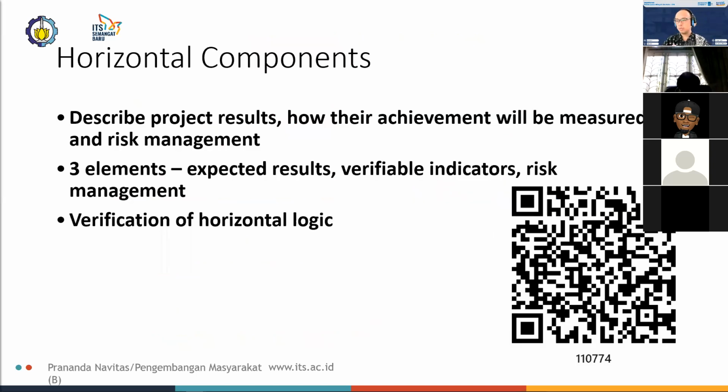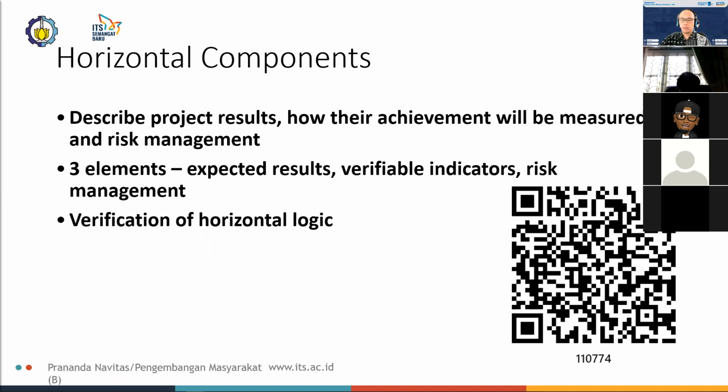For the horizontal components, well, here's the QR code for those of you who haven't marked your attendance or who joined in late. I know, I think a couple of days ago, the system crashed because of an upgrade or an update to the whole Presensi system.